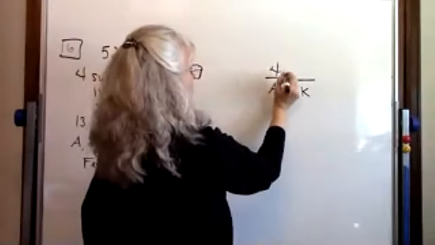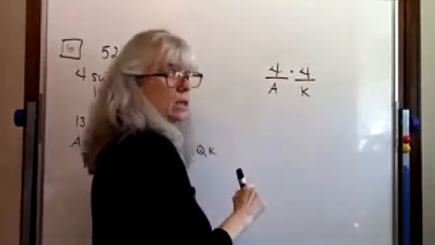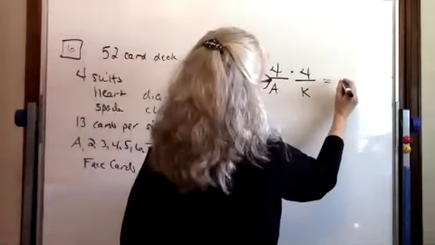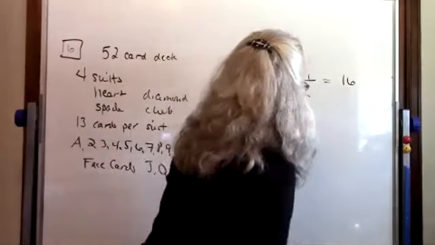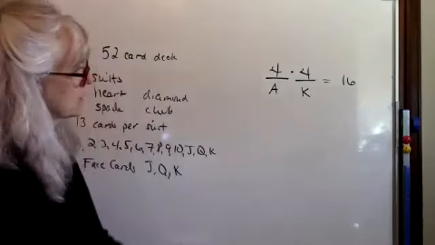Well, we have 4 aces in the deck, 1 in each suit, and we have 4 kings in the deck, 1 in each suit. So the number of ways we can get an ace followed by a king is 4 times 4, which is 16. So you can get ace of hearts with a king of hearts, and ace of hearts with a king of spades, and so forth. And that's what that is saying.